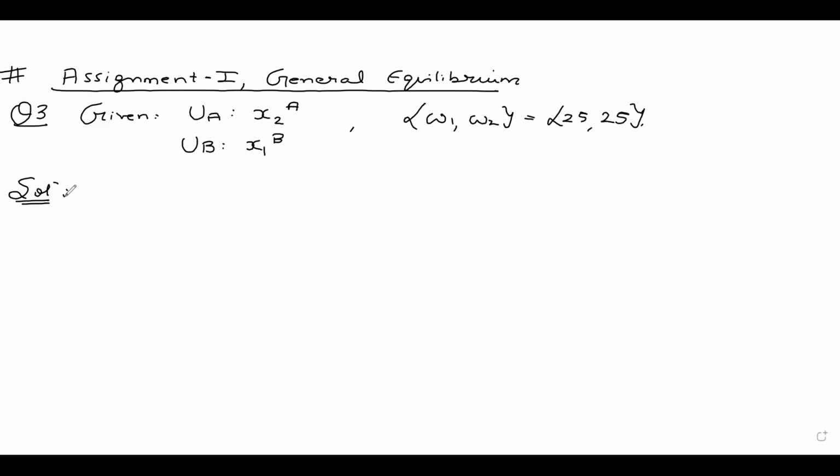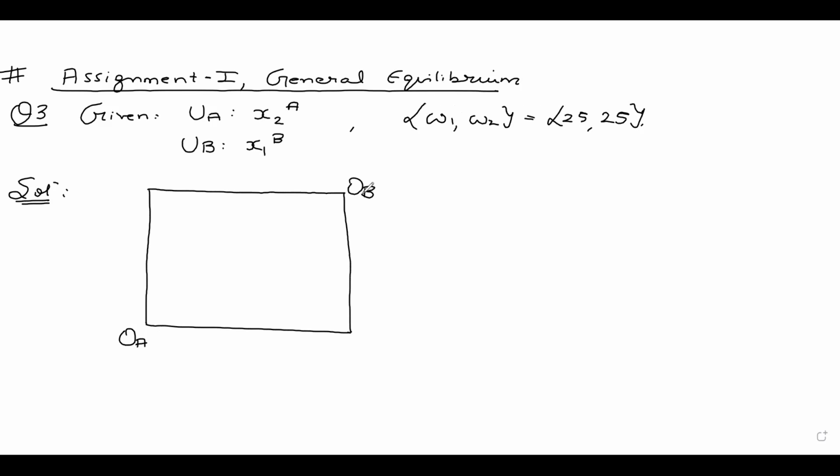If you can clearly see, the Edgeworth box in this case is going to be a square, because the endowments are equal. This is the origin of agent A, this is the origin of agent B. From A's origin, this is 25, this is 25, and from B's origin, this is 25, and this is also 25. How will A's ICs look like, guys? You can clearly see that for agent A, X1 is a neutral good.